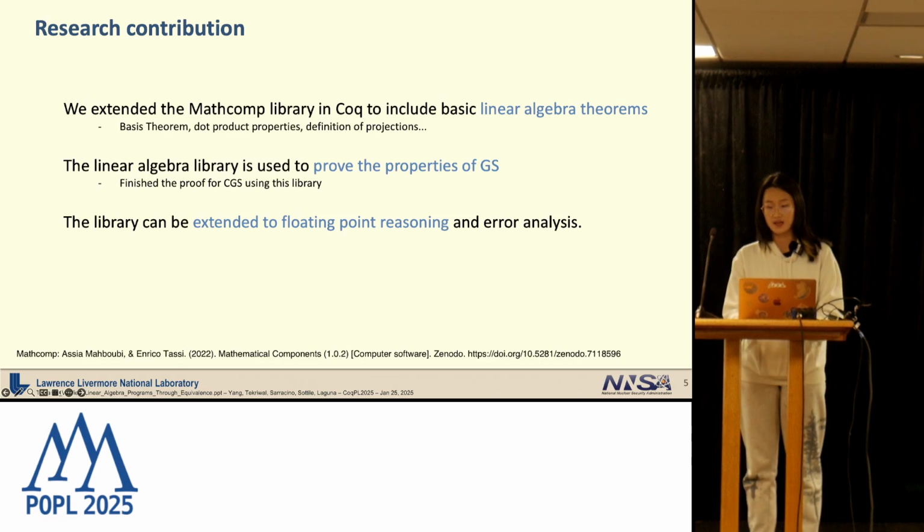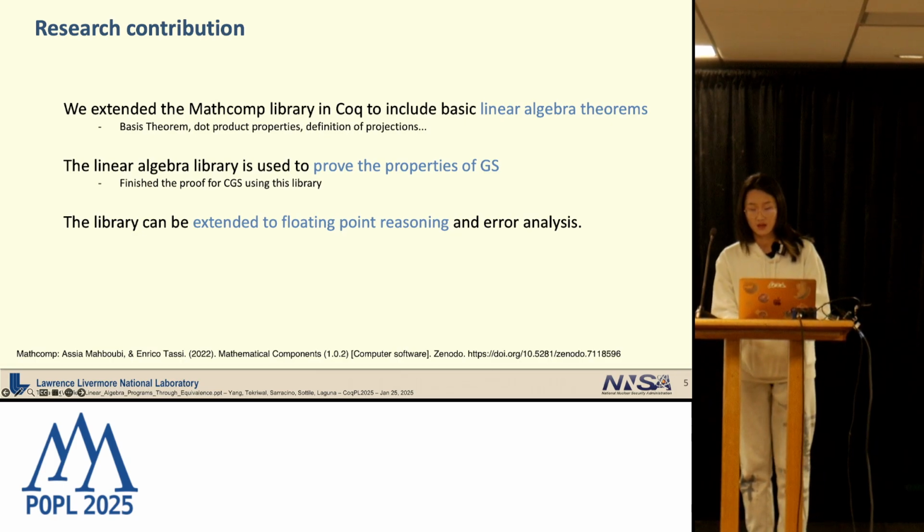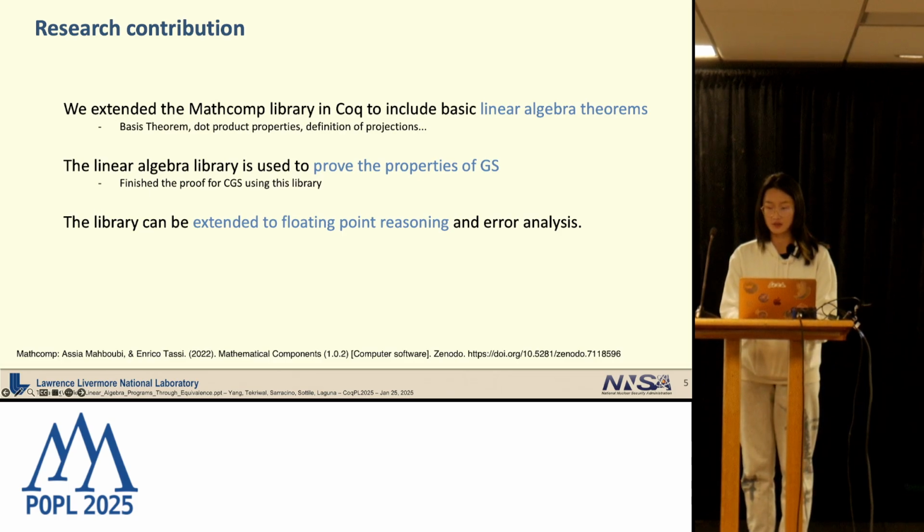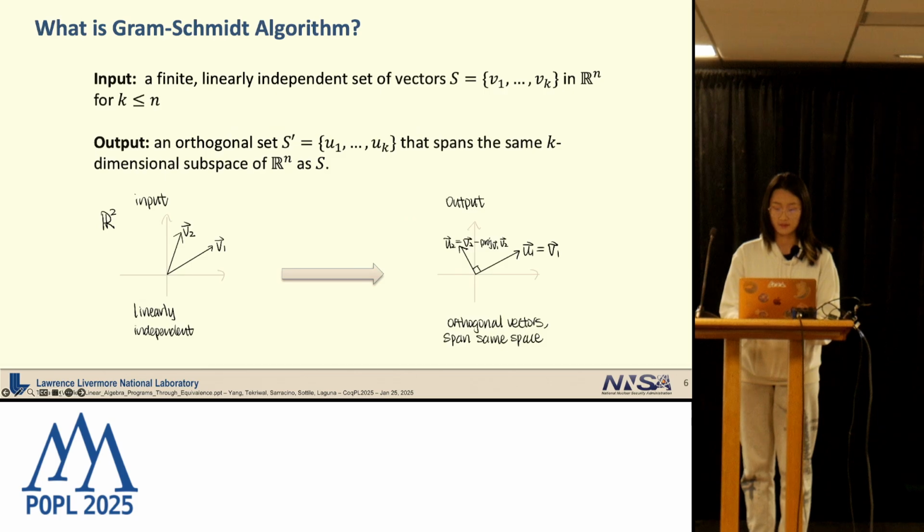So with the goal of establishing program equivalence between the classical Gram-Schmidt and the modified Gram-Schmidt, we proposed these three research contributions. We extended the MathComp library in Coq to include basic linear algebra theorems, and then we used this extended linear algebra library to prove the properties of Gram-Schmidt algorithms. And we finished the proof of the classical Gram-Schmidt by the time of this presentation. Furthermore, the library is a building block toward floating point reasoning and error analysis.